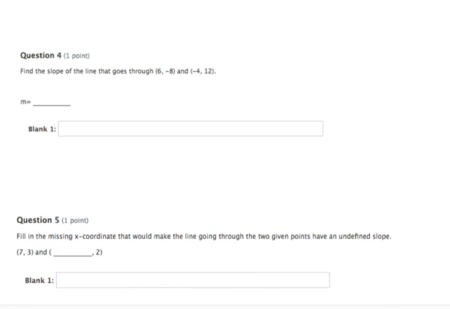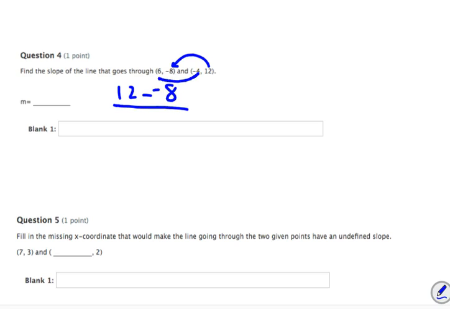Question 4, finding the slope. That's simply y minus y over x minus x. You can start with either y, it doesn't matter. I'm going to start with the 12 because it's positive. It's bigger than the -8. So I have 12 minus -8 on top.